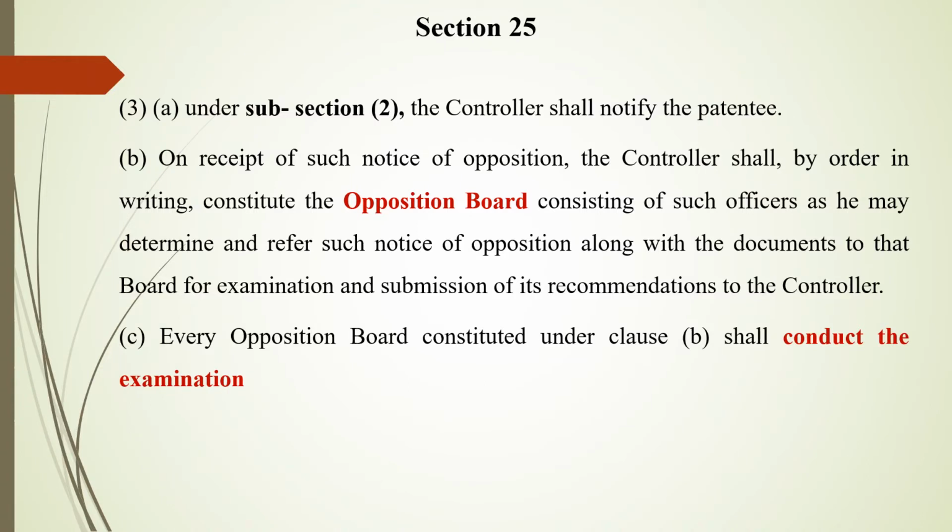Now let's come to subsection 3 under section 25. As discussed under subsection 2, the controller shall notify the patentee regarding the postgrant opposition raised. Next, he will constitute an opposition board consisting of officers as he may determine and refer the notice of opposition to that board. And then every opposition board constituted will conduct the examination.